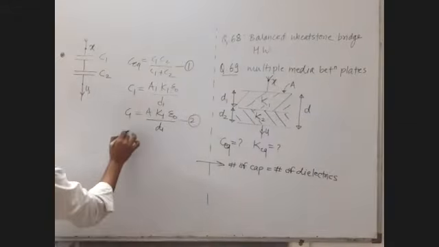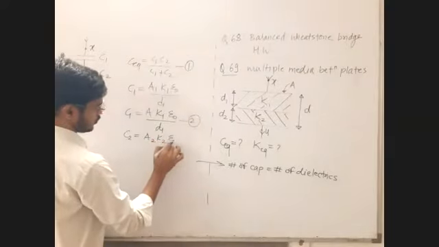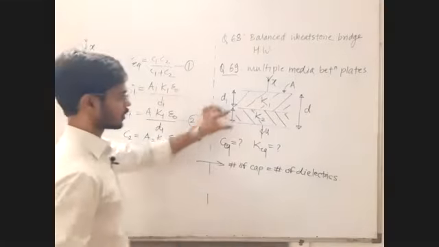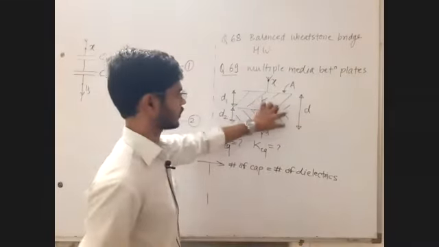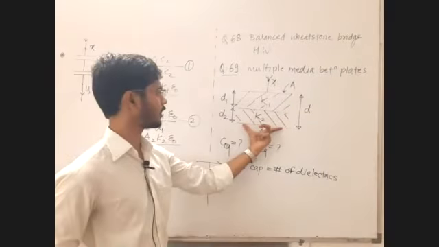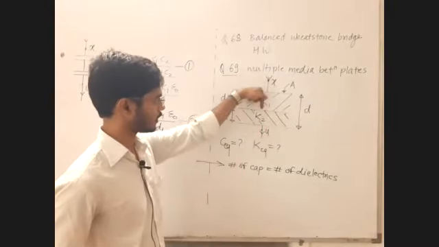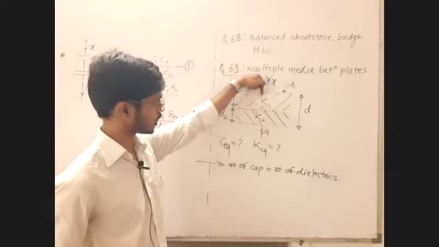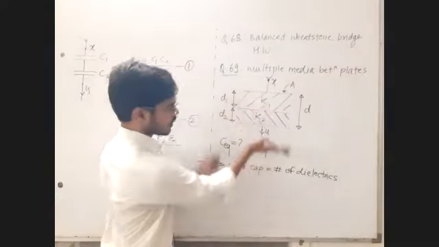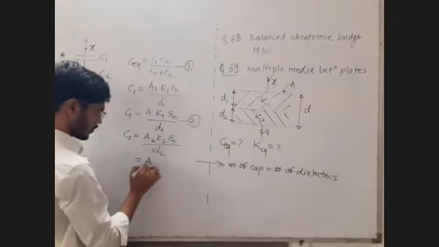C2 will be equal to A2 K2 epsilon 0 upon D2. What is A2? For this dielectric K2, what is the area? Area is A, because the complete plate area is the area for this dielectric. Cross-section area: charge is flowing like this, perpendicular to it, what is the area? It is again A. Plate area is A. So instead of A2, write A.